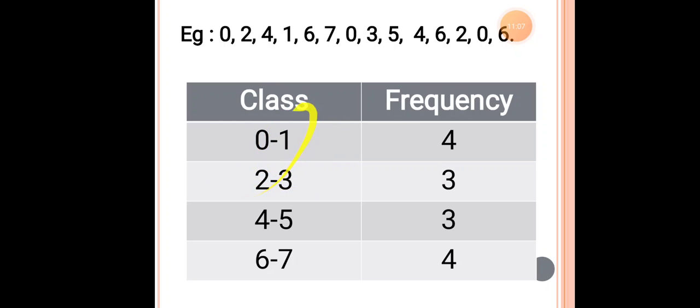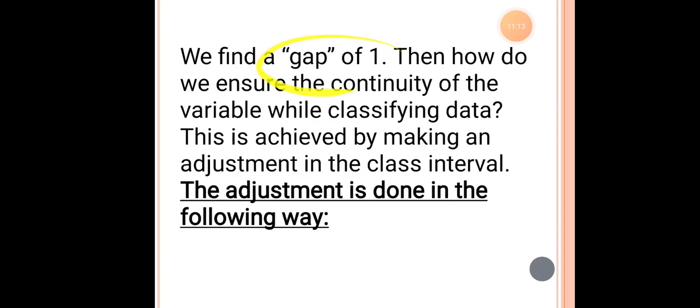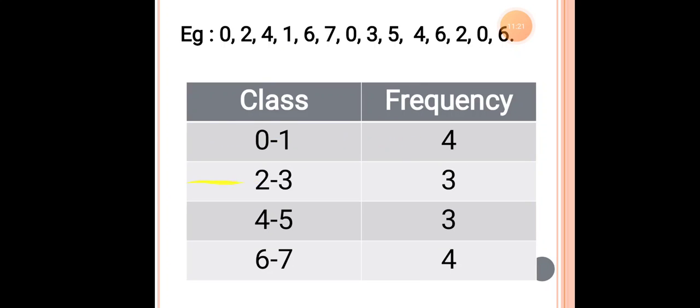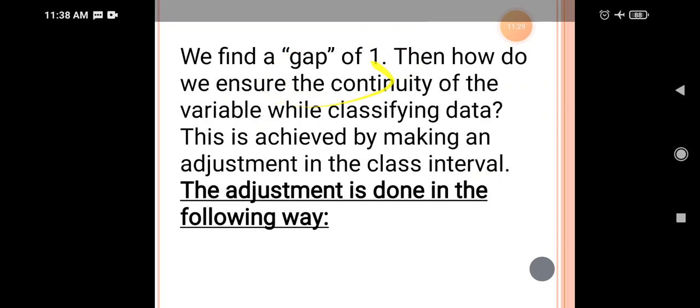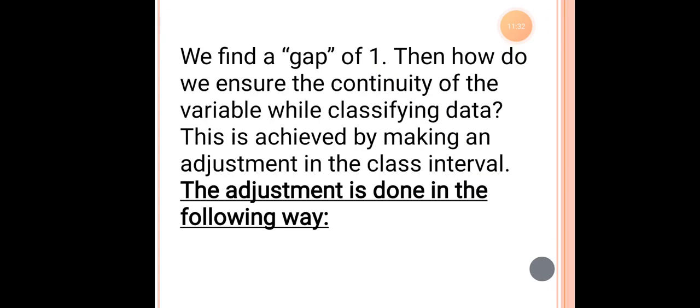So what is the gap between 1 and 2? The difference between 2 and 1 is 1. First we need to ascertain the gap. What is the gap between the upper limit of the first class and the lower limit of the second class? This is the first class, this is the second class, this is the third class. So the gap is 1. We need to check whether there is continuity in the classified data or not. There is no continuity here.